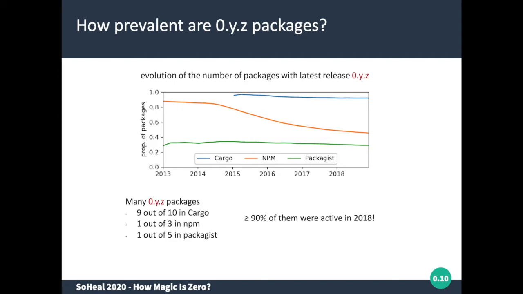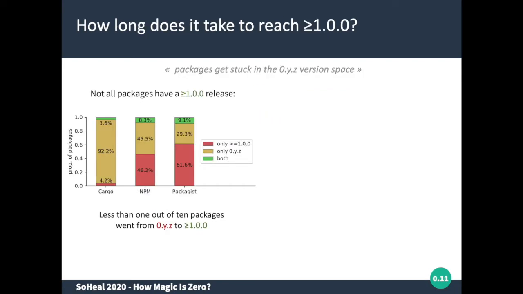So the use of package releases within the 0 range is quite prevalent for the different considered package distributions, but we see a lot of variation in the proportions. Now the second question we wanted to answer was, how long does it take for a package that is still in the 0 version range to actually reach a major version 1 or higher?